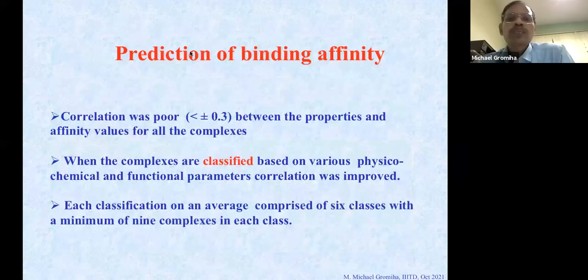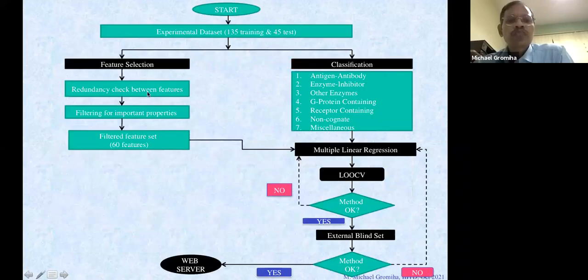So this is our workflow. We collected data sets. Here we have the feature selection, where we removed the redundancy between the features and filtered the important properties. Finally, we filtered about 60 features. And we classified the data into 7 groups based on the functions, and we developed a linear regression technique.